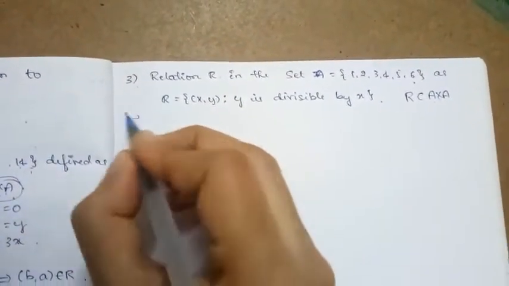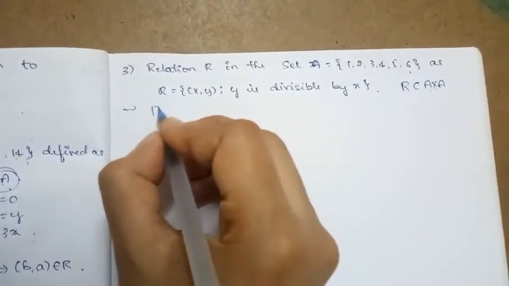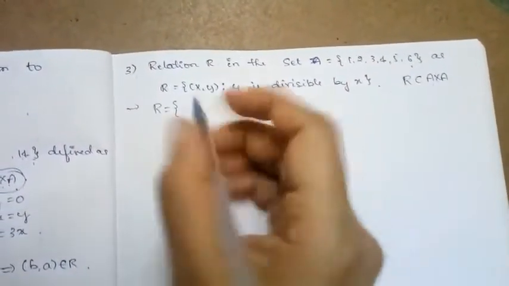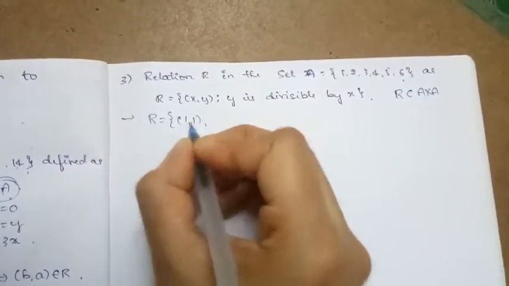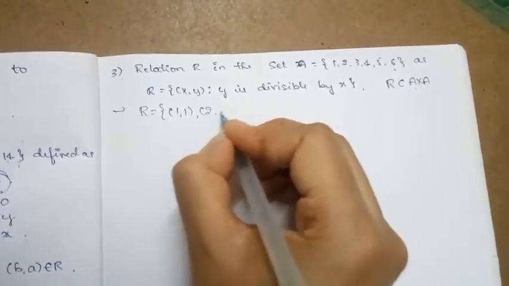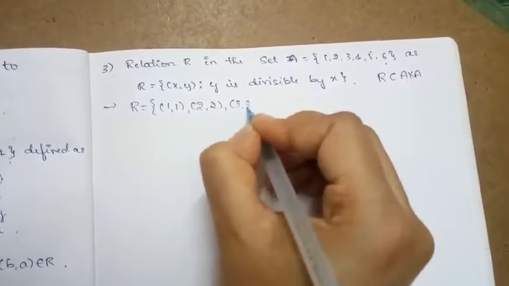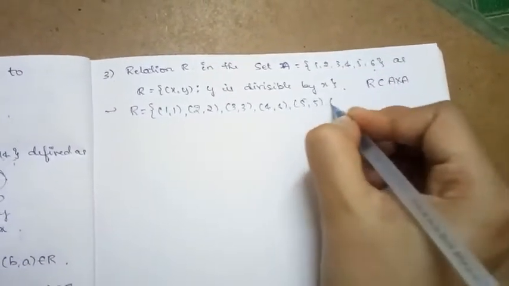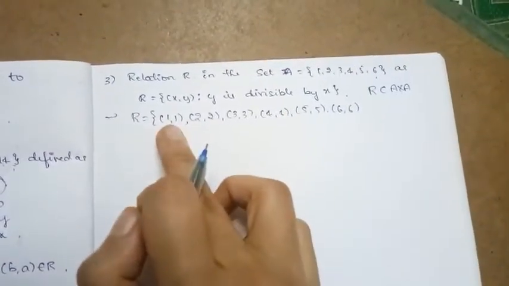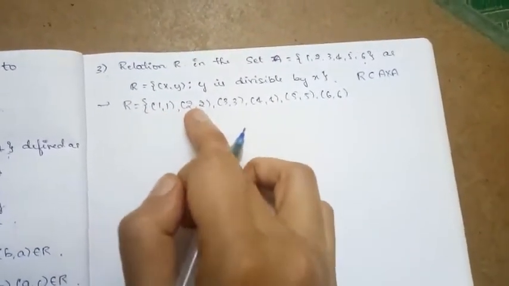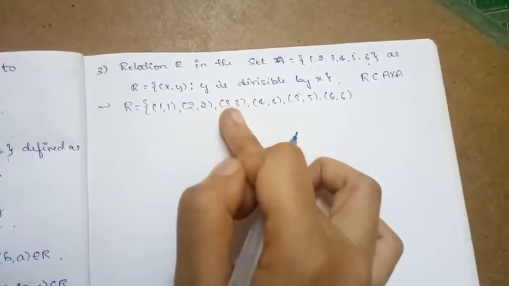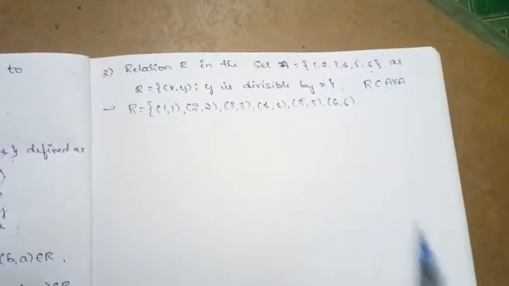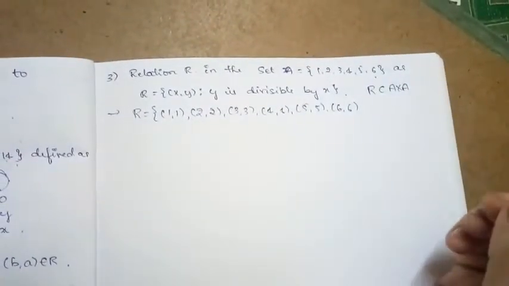Now let us find the elements coming under this relation. We know that each element is divisible by itself. So I can write (1,1), where 1 is divisible by 1 itself, (2,2), (3,3), (4,4), (5,5), (6,6). Here 1 is divisible by 1, 2 is divisible by 2, 3 is divisible by 3, 4 is divisible by 4. Similarly each element is divisible by itself, so all these elements come under this relation.